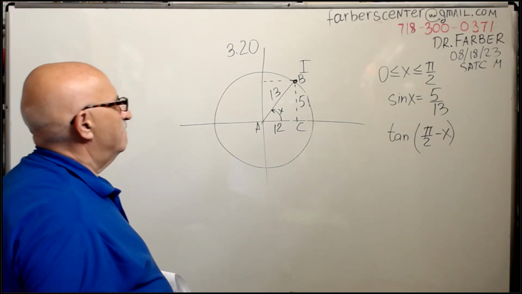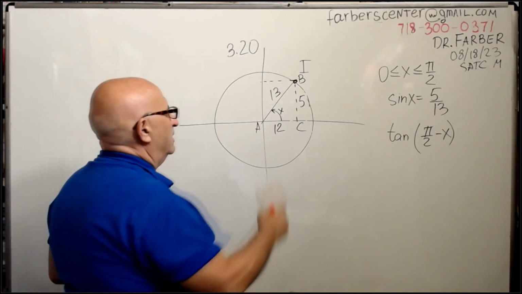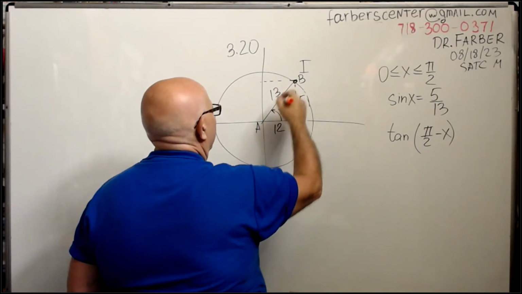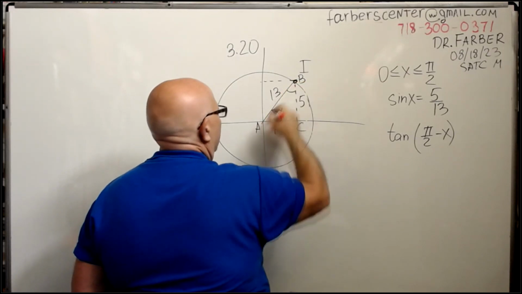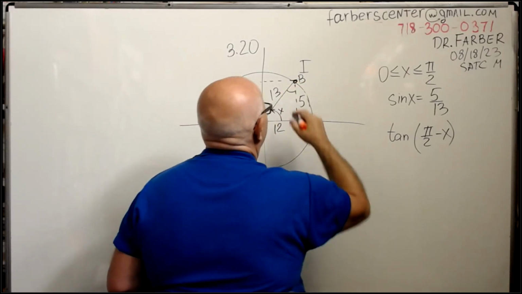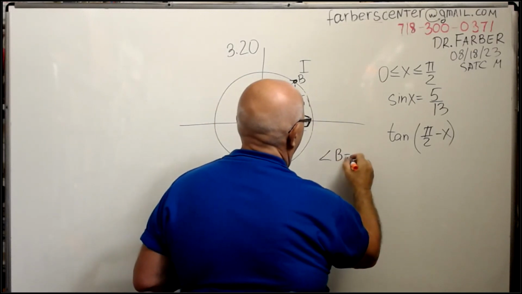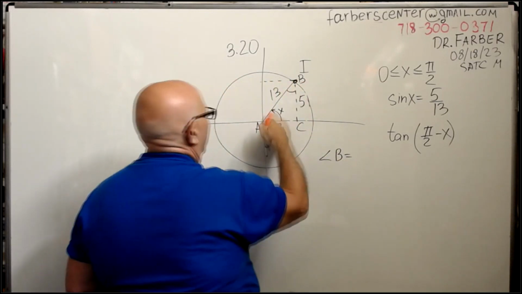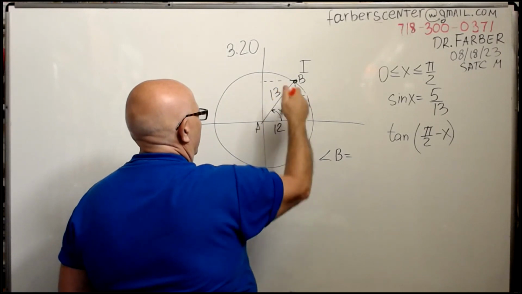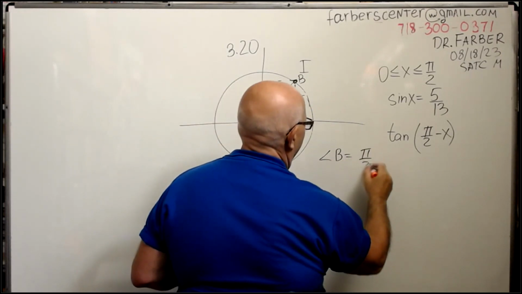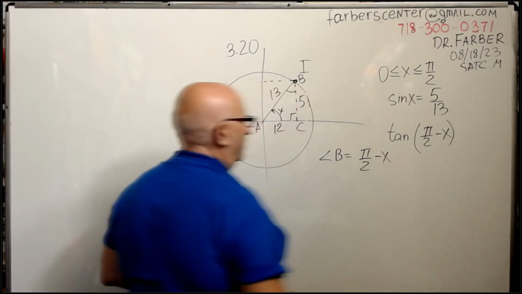Okay. If this is x, these two angles are complementary. Angle B right here equals 90 minus x, right? Because all of them together make a right angle. Or it's the same as pi over 2 minus x. Any questions so far?